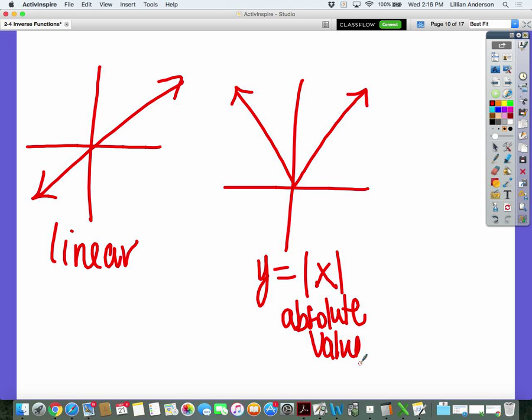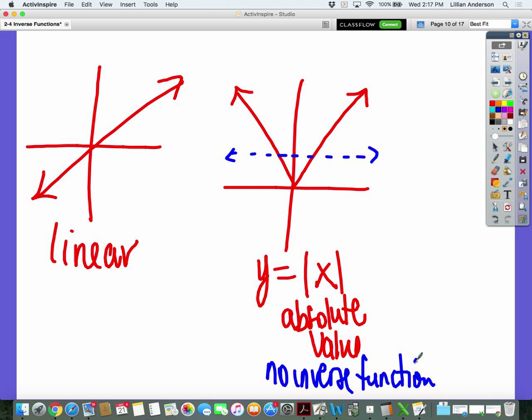Is this inverse a function? No, because it doesn't pass the horizontal line test. It hits twice. Okay? So no, the inverse here is not a function. I mean, there is an inverse, but it is not a function. We can still switch the points, but that tells us that our inverse is not a function.